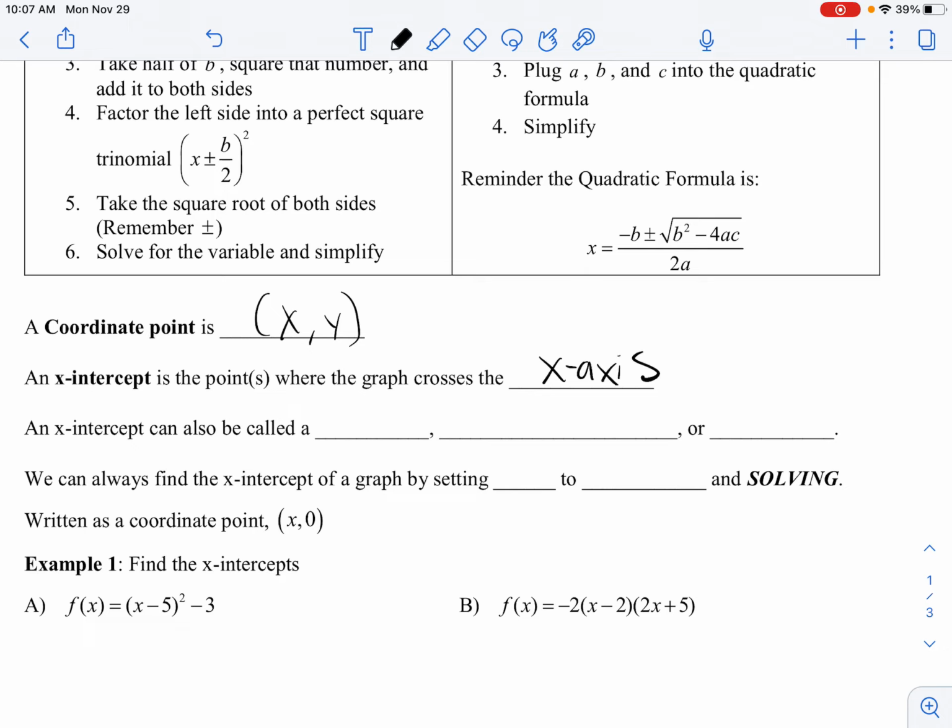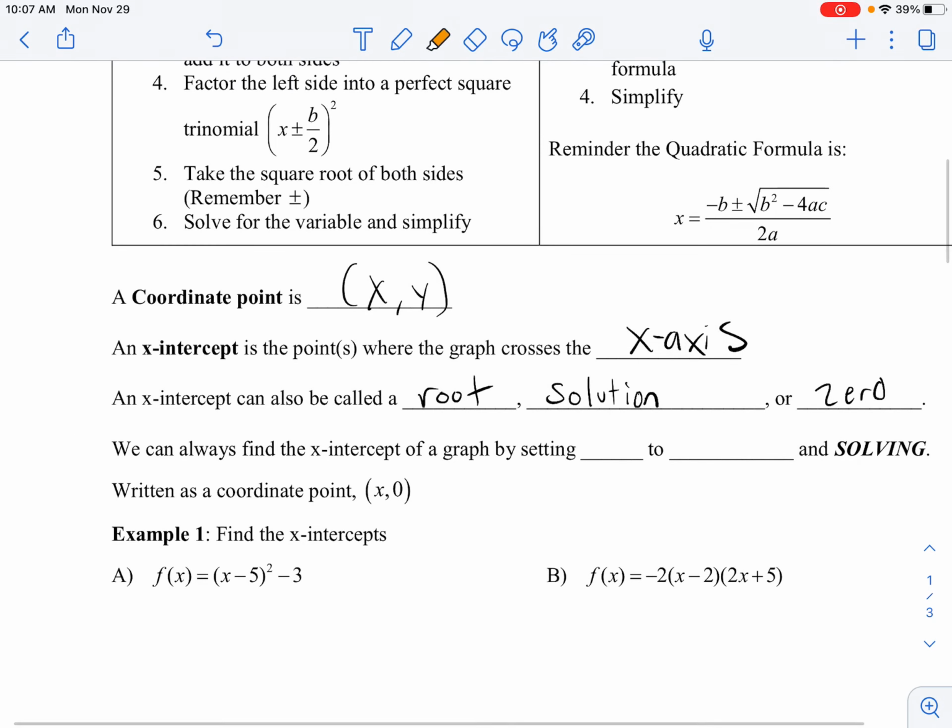An x-intercept can also be called a root, a solution, or a zero. So if you say x-intercept, that's the exact same thing as saying a root, solution, or zero. Literally, all four of these mean the exact same thing.